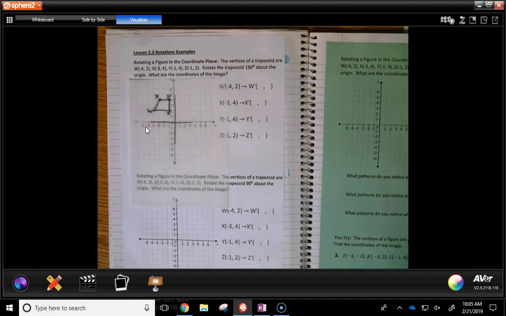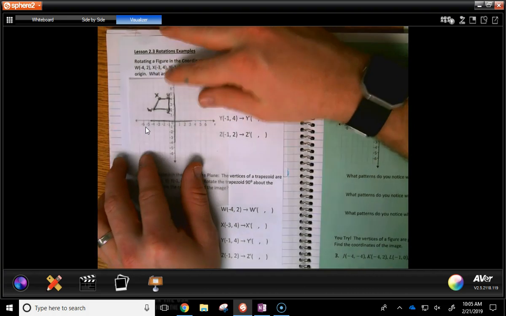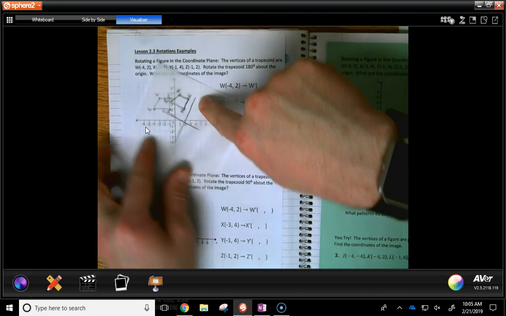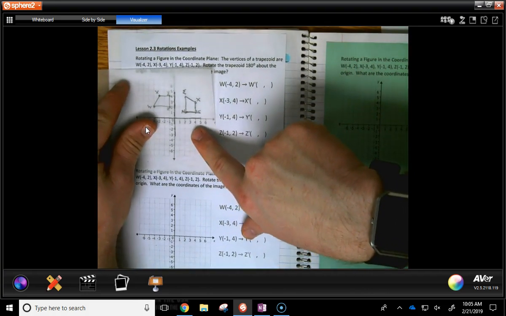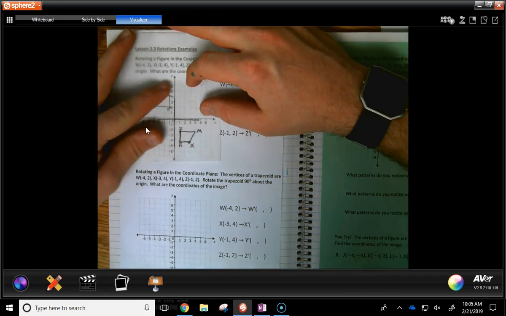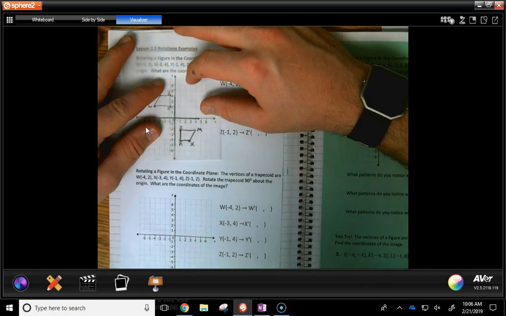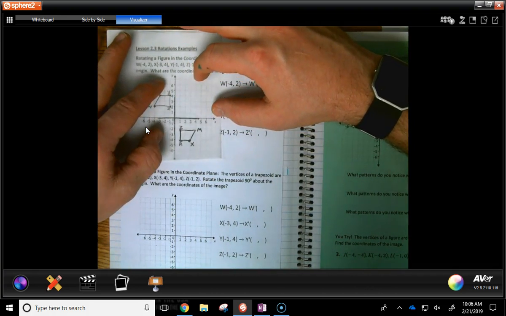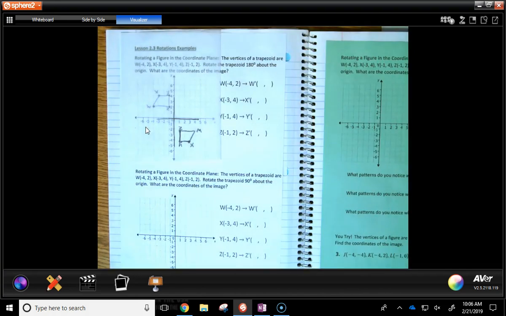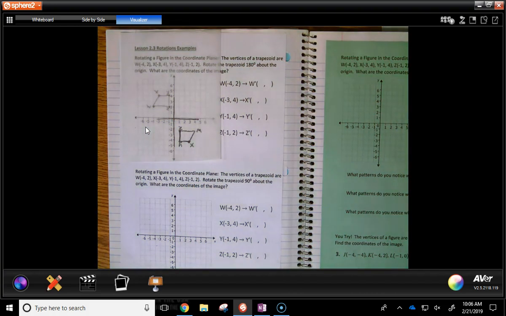So, when I rotate 180 degrees, how many turns is that going to be? Watch how we change this. Here is my starting y-axis. One turn is 90 degrees. 2 turns. If I line everything up, now, what you need to be doing is we now need to write down what our new coordinates are.